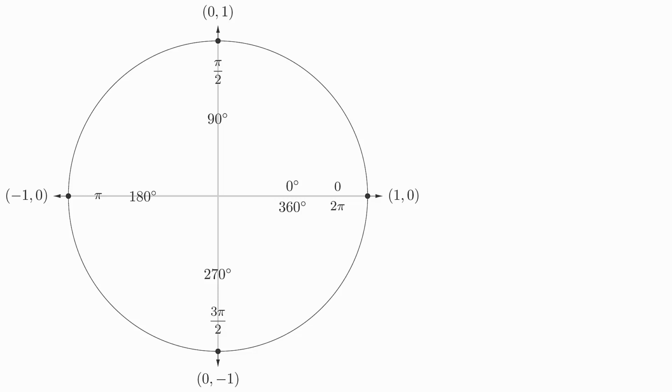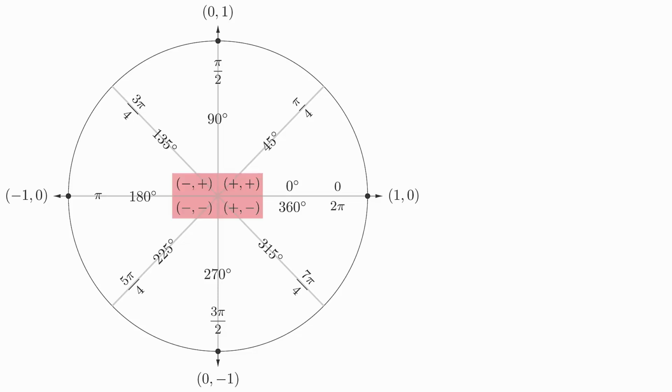We will next look at the angles built around increments of pi over 4, or 45 degrees. In addition to the previous 4 angles, we also get pi over 4, 3 pi over 4, 5 pi over 4, and 7 pi over 4. All of the new coordinates will be a plus or minus square root of 2 over 2. The signs of these coordinates will correspond to the quadrant.